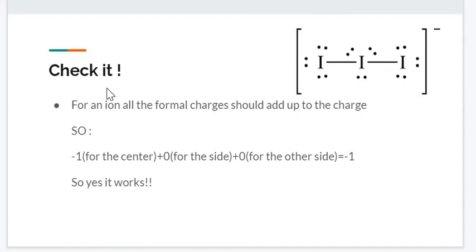Now in order to check if everything we did is right, we have to see that I3 has a charge of negative 1. All the formal charges will add up to negative 1 if we did everything right. So we have negative 1 for the formal charge for the center, and then we have 0 for the side, and then we have 0 for the other side. Once we add all this up, we get negative 1, and therefore our math is right, and we're pretty much good. Now we're going to go on to the second example.